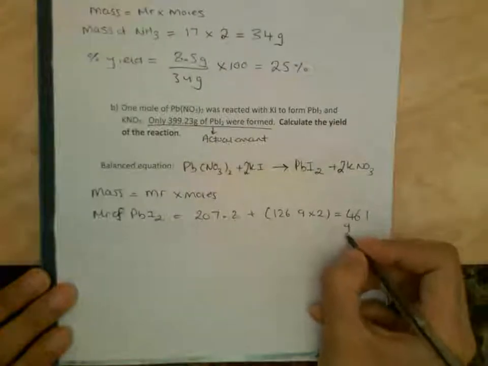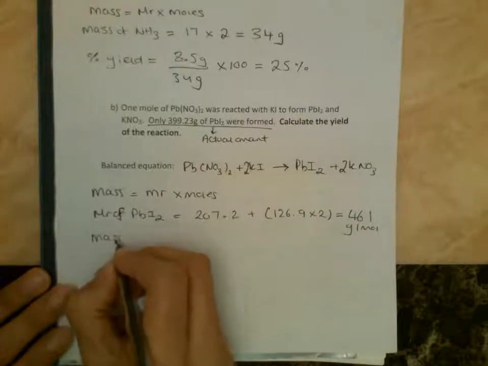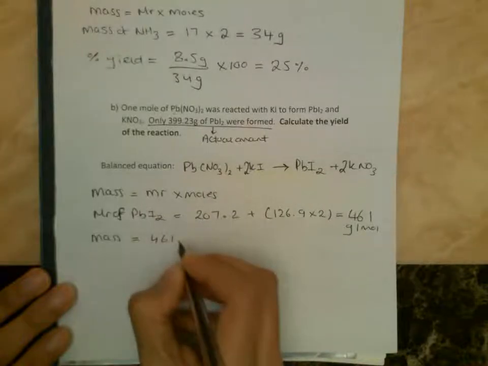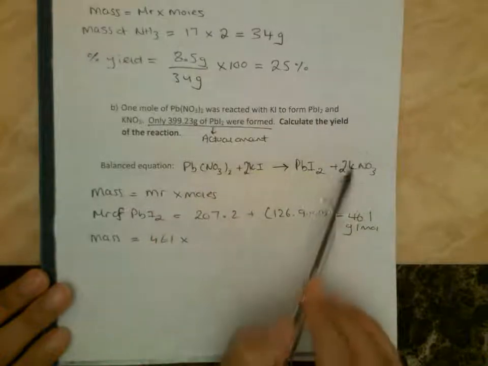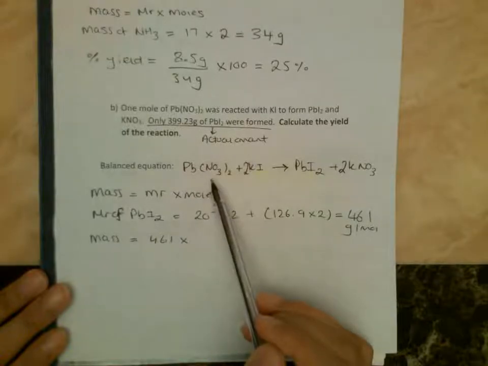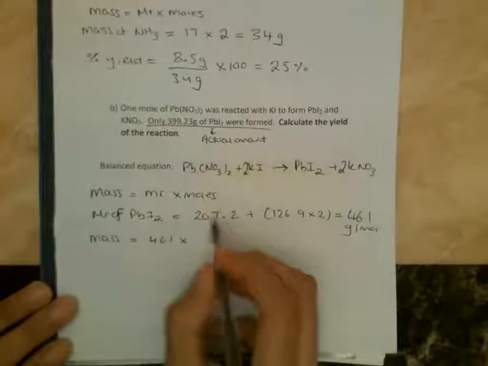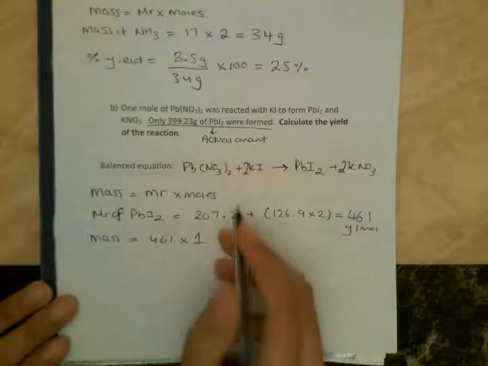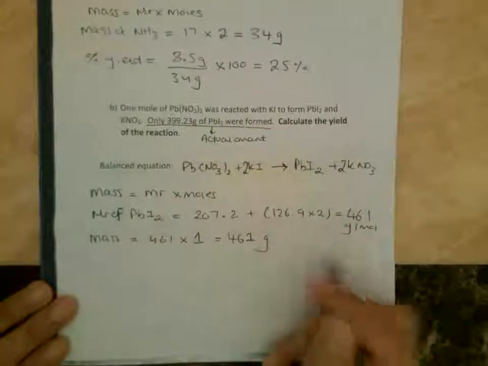That's the MR, grams per mole. So the mass is going to be equal to the MR, which in this case is 461, times the number of moles. From the question, we can dictate that we had 1 mole of lead iodide formed for 1 mole of lead nitrate. So then mass equals 461, which is the MR, times the moles, which is 1. And that is a lovely 461 grams.